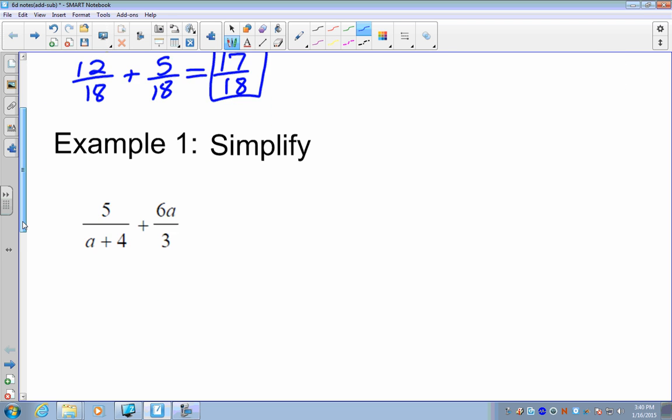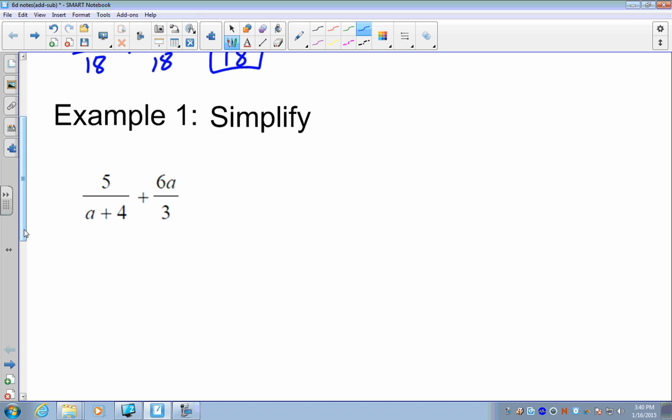For example 1 here, simplifying, we have two different denominators. We have a binomial, a plus 4, and a monomial, 3. They're not like yet, so what we have to do, most of the time, is multiply one fraction by the other's denominator, and the other fraction by the other's denominator. It'll work out really well. So we have 3 times 5 is 15. We have 3 times a binomial, so that's 3 times a is 3a, plus 3 times 4 is 12.